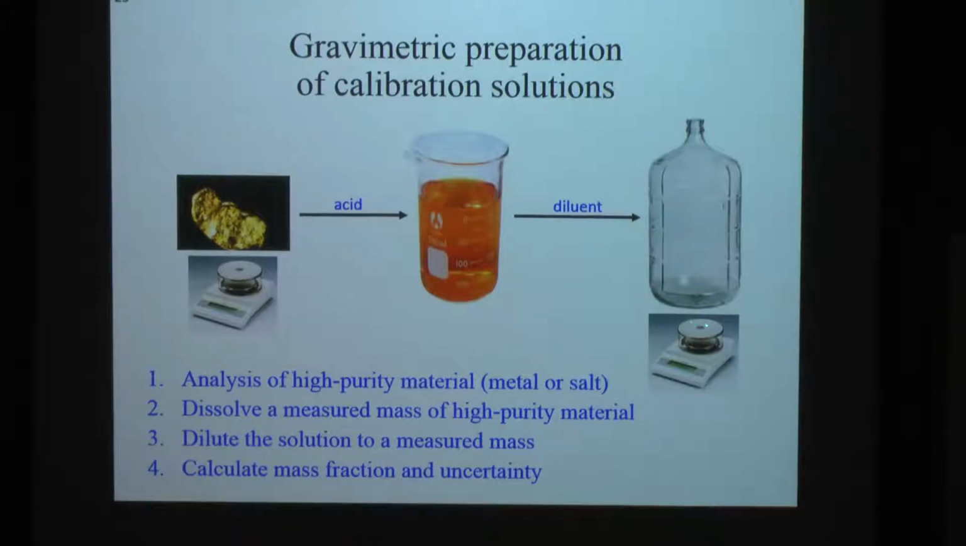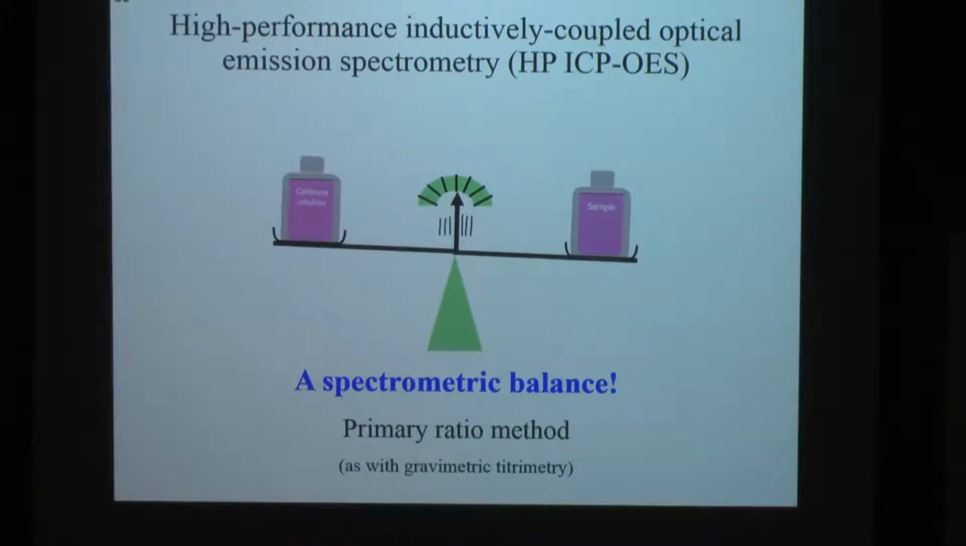Dilute it to a measured mass, calculate the mass fraction and uncertainty. But you need to back up your value. The way we back up the value is we do an instrumental technique to check the gravimetrically prepared mass fraction using inductively coupled plasma optical emission spectroscopy, sometimes other techniques, but that's the main technique. It's a primary ratio measurement. It measures the mass fraction of gold in this solution, comparing it with the mass fraction of gold in this solution. It's like a balance.